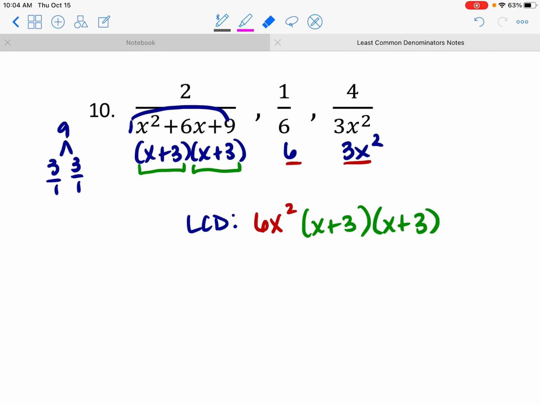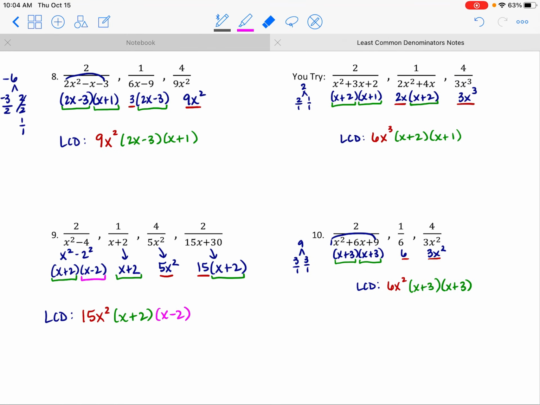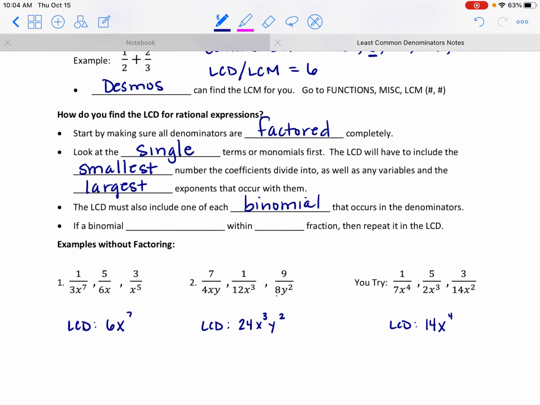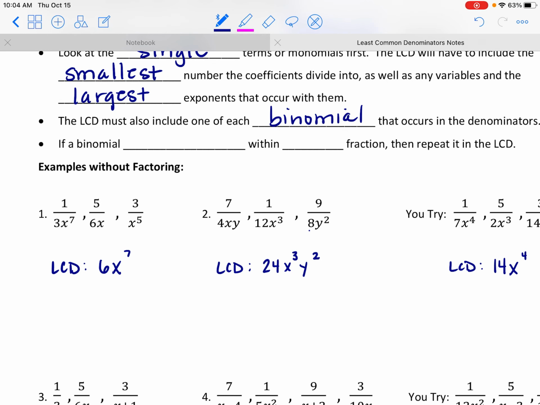What's different here is not that the x plus 2 is repeating, but that it's only happening once in each denominator. Here, the x plus 3 happens twice in one denominator. So if it repeats within one denominator, that's when you're going to have to repeat it in your common denominator. Okay? So that was the last bullet that we left off on the front. If a binomial repeats within one fraction, within one denominator, then you have to repeat it in the common denominator. If you have it repeating, but it's only once in each denominator, then putting it once in the common denominator is going to be sufficient.